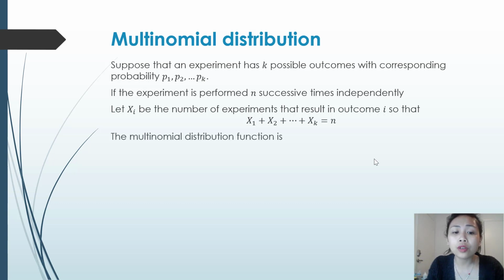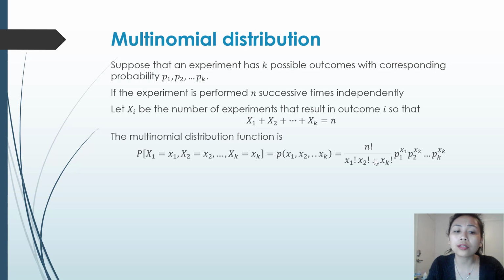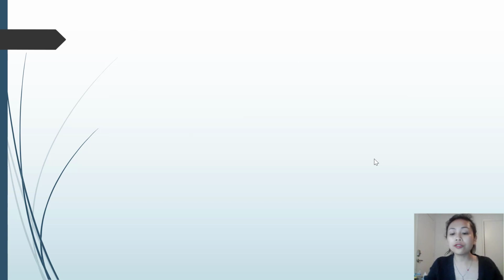The multinomial distribution function is P of x1 equal to little x1, x2 equal to little x2, up to xk equal to little xk. And this is n factorial over x1 factorial, x2 factorial, up to xk factorial, times p1 to the x1, p2 to the x2, up to pk to the xk. So that was everything about the 7 important distributions in the discrete case.